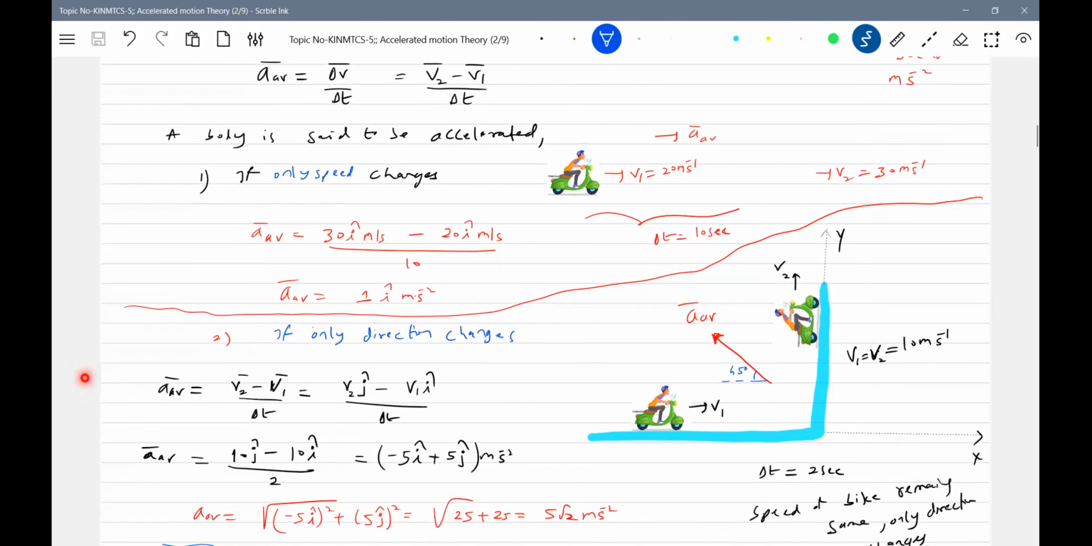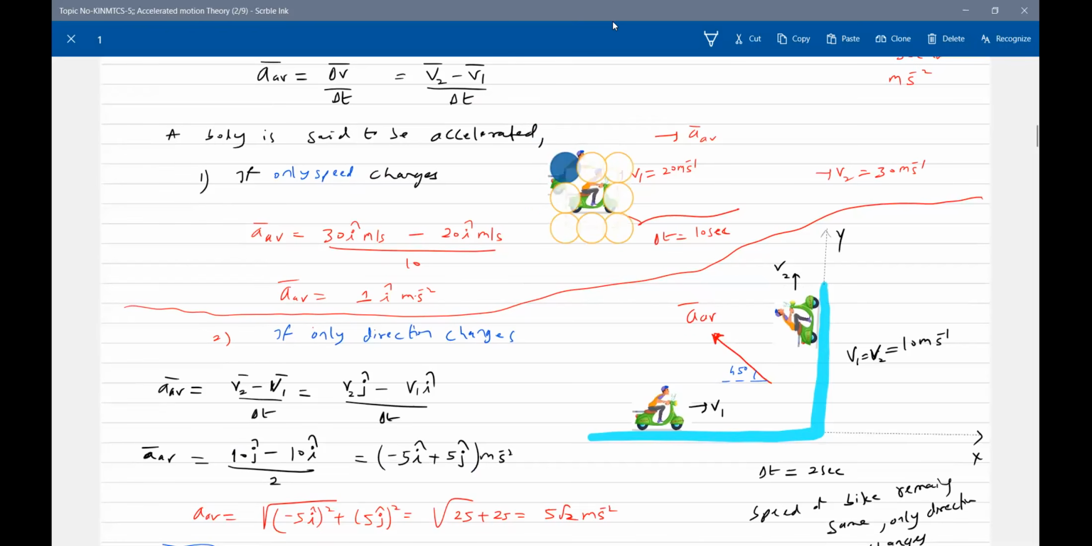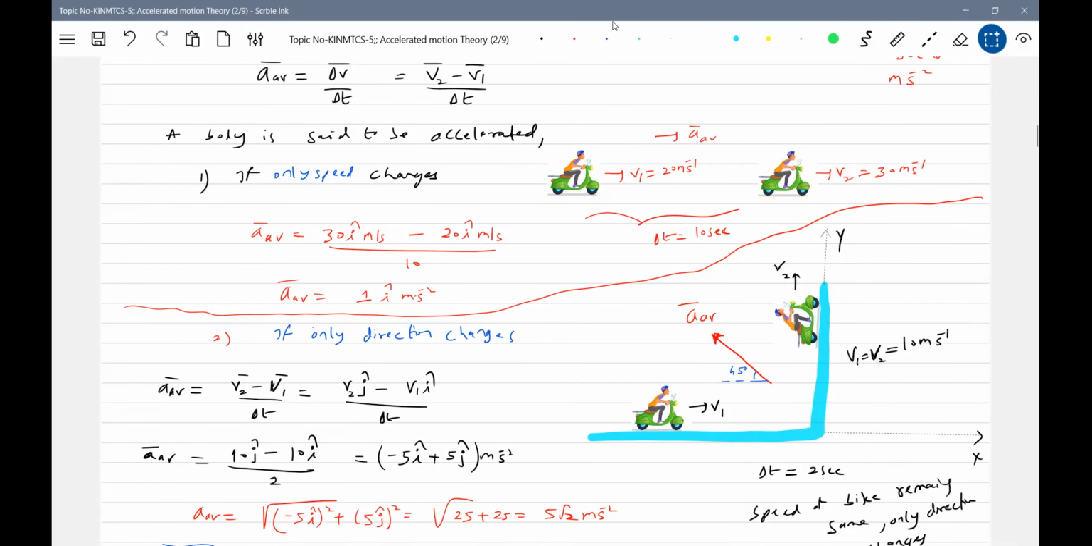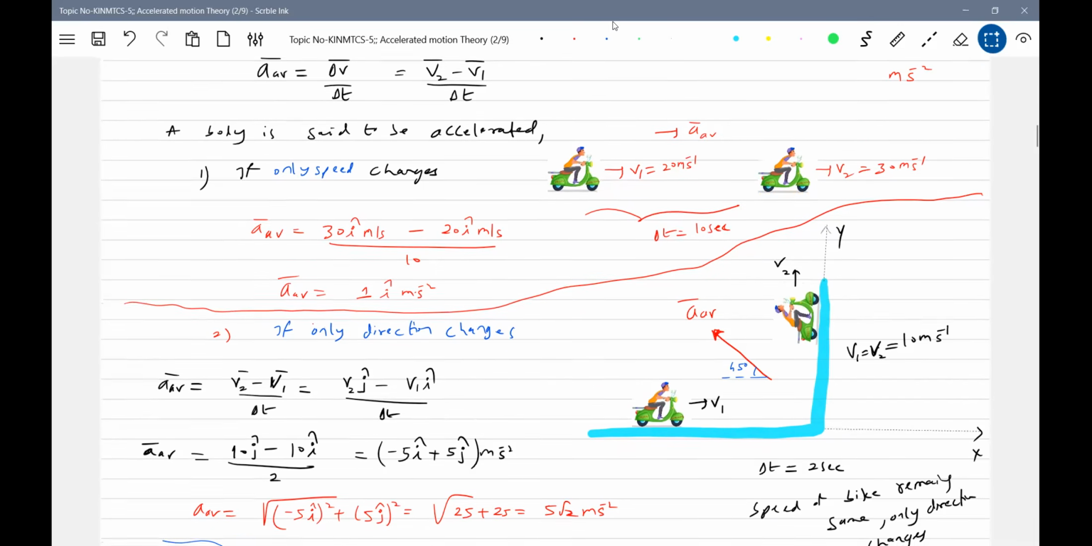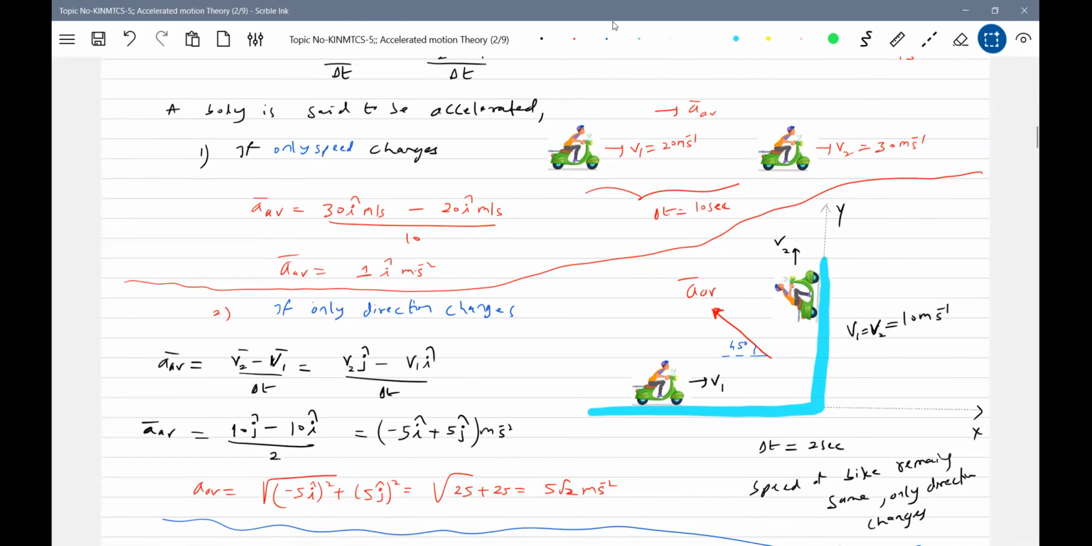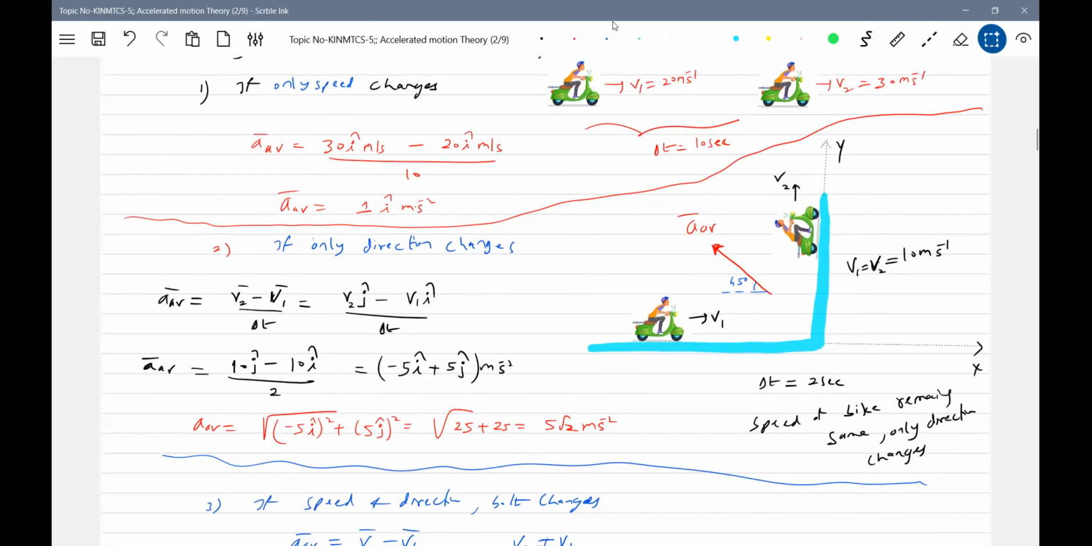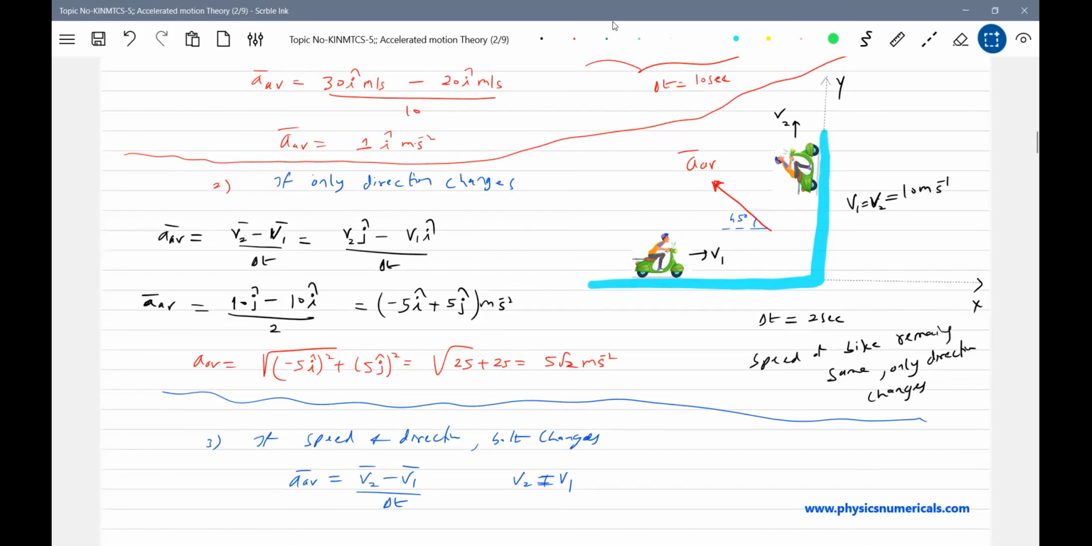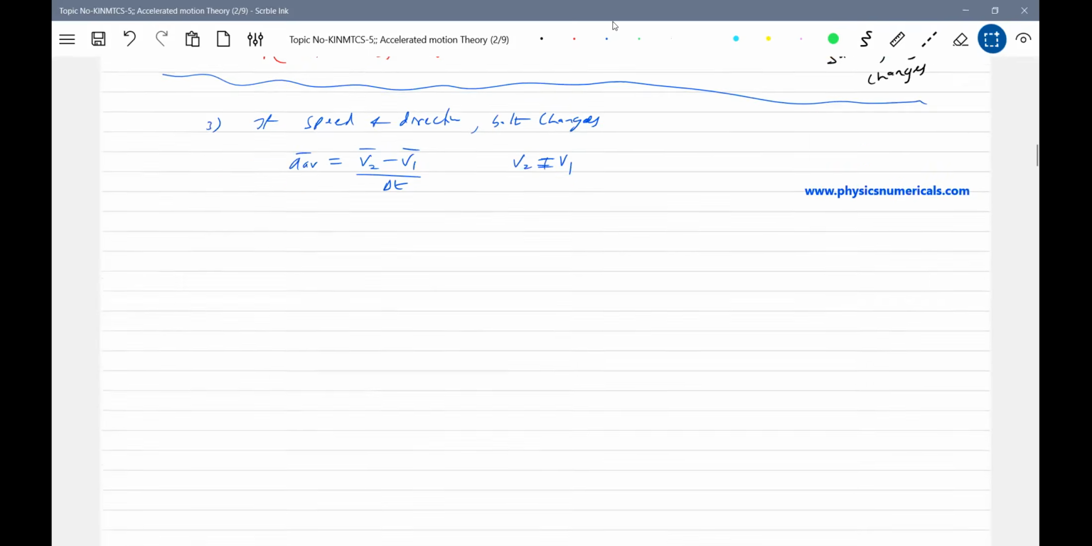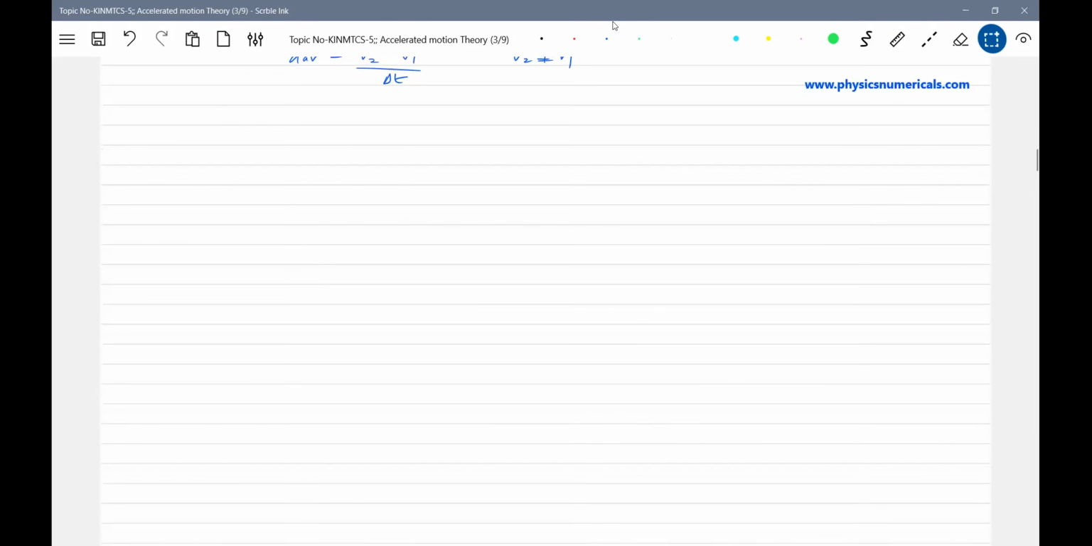Just I brought some diagrams so that it will be very easy for you. Okay, I made a correction. A body is said to be accelerated if only speed changes, if only direction changes, if speed and direction both change. Okay, there's a basic introduction of the direction. Now this is about average acceleration. Okay, let's define the next quantity called instantaneous acceleration.